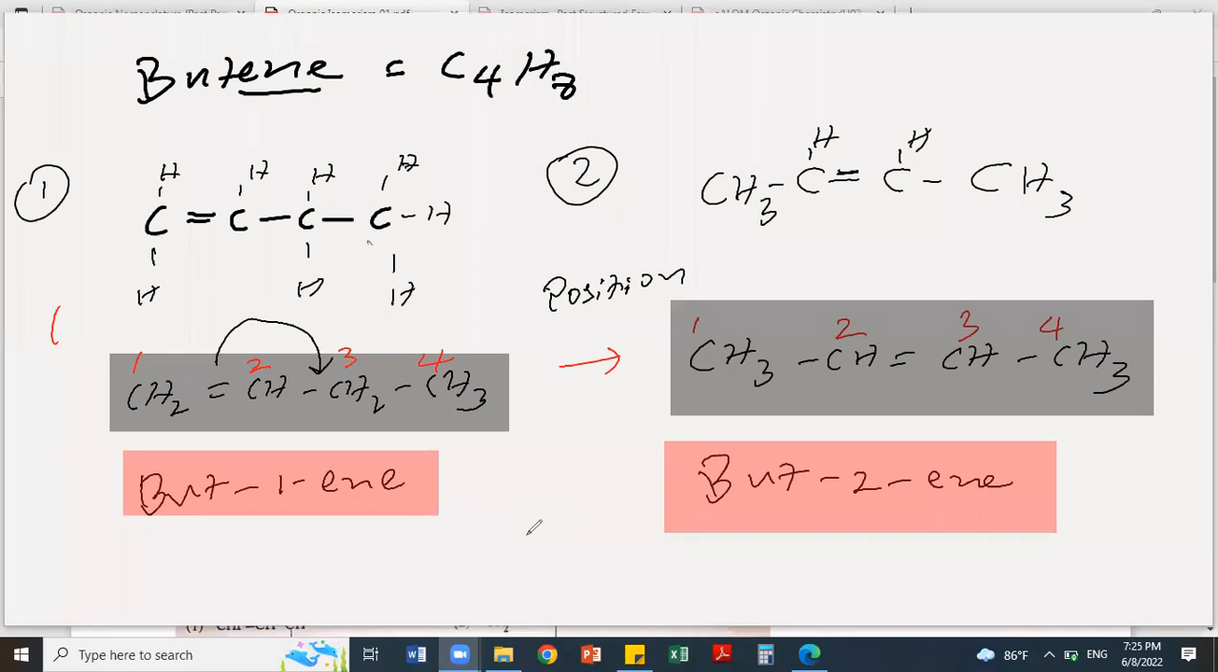Okay. Now you got the concept, right? We can classify isomerism like functional isomerism due to the changing of the functional group. Position isomers due to the changing of the position of the double bond or the functional group. Functional isomers, position isomers. Then there's one more, chain isomers.